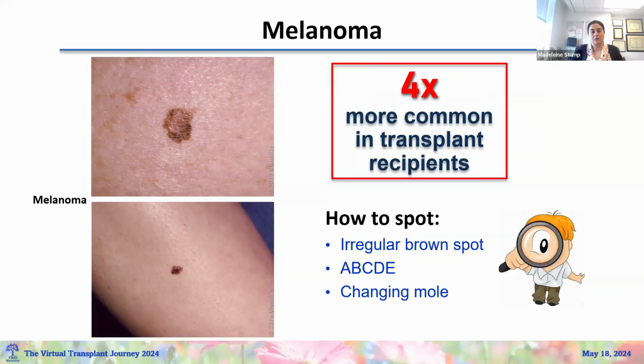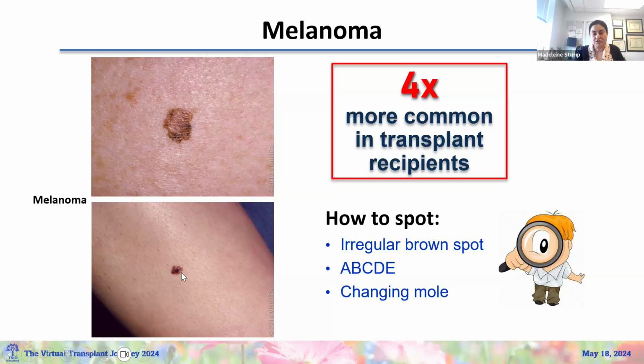And finally, melanoma. Thankfully, the good news for this scary cancer is that it is the least common in transplant recipients, but it's still more common in immunosuppressed patients than in immunocompetent patients. It often forms from an irregular brown spot or a changing mole. Here are some pictures of the most common types. We use the acronym ABCDE, which just summarizes the changes that happen with the moles.